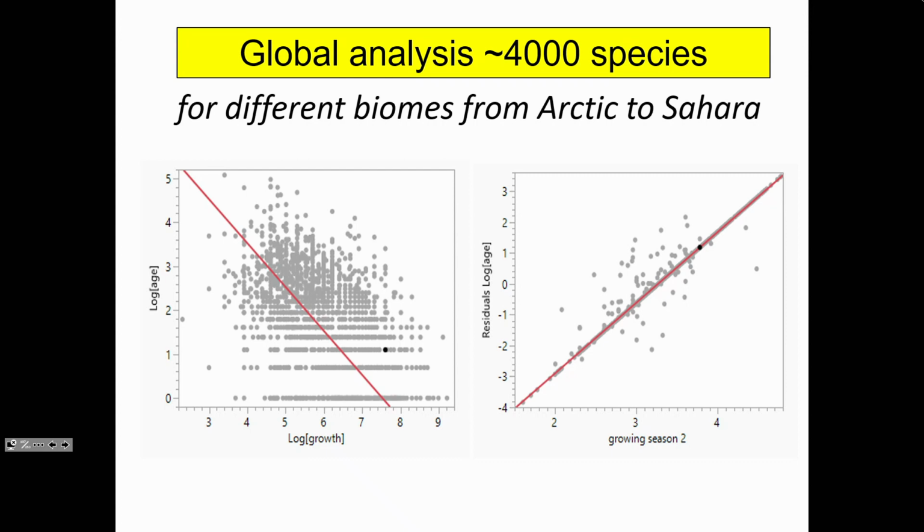We had species from the Sahara to the Arctic. Usually, if we divide those species into biomes, they have the same regression slope, but they differ in intercept. And these differences are pretty much related to the energy and water availability, which is basically related to the growing season length.